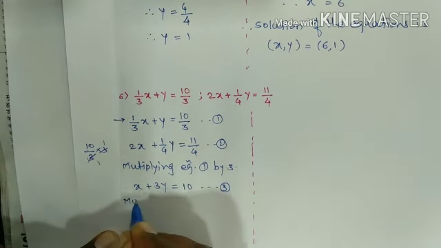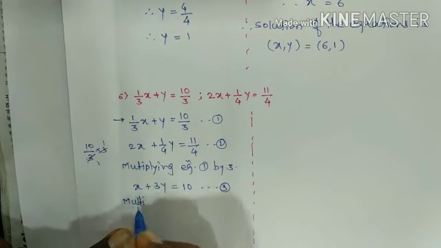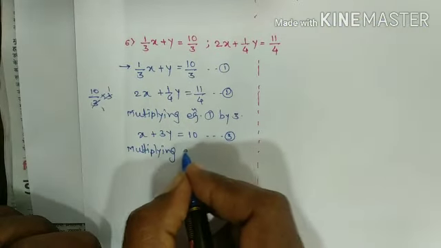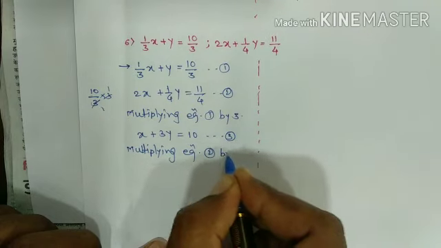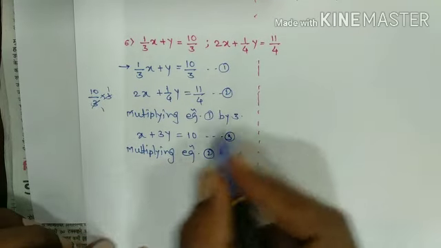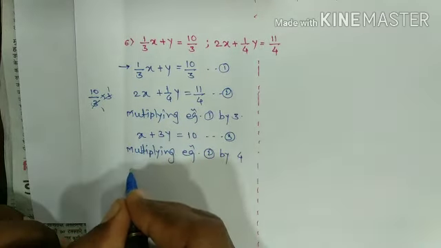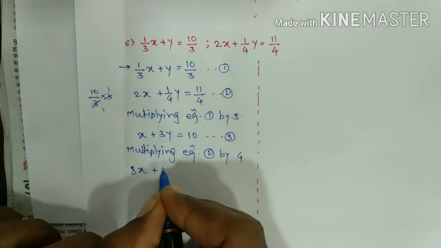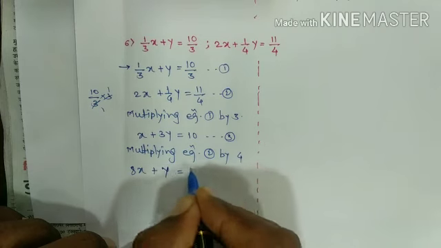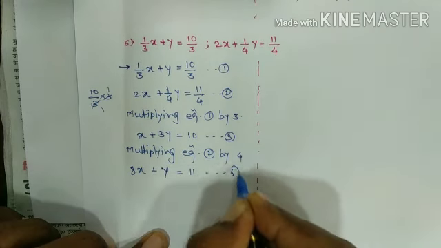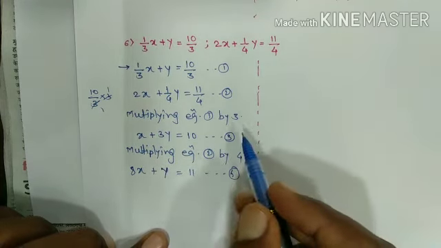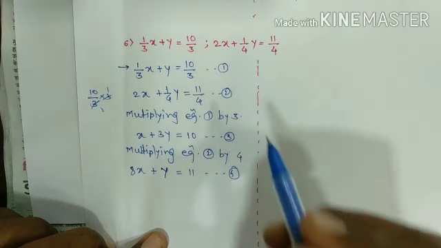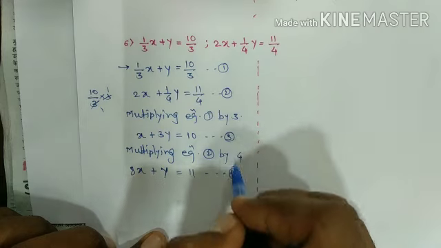Multiplying equation second by 4, we got 4 into 2, 4 2s are 8x, 4 into 1 upon 4 is 1, 1y equals to 11. This is equation 4. In this way we got equation third and fourth from equation first and second. Here only we simplify equation 3 and 4.